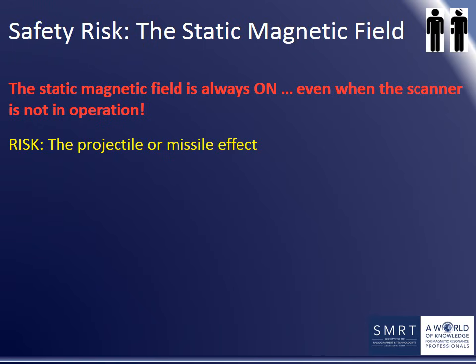The projectile or missile effect is the safety risk of the static magnetic field and describes the greatest potential for injury to all in MRI. The static magnetic field of the MRI scanner is very strong and always on, even when the scanner is not in operation. The static magnetic field of a 3 Tesla magnet, for example, is approximately 60,000 times stronger than the Earth's magnetic field.